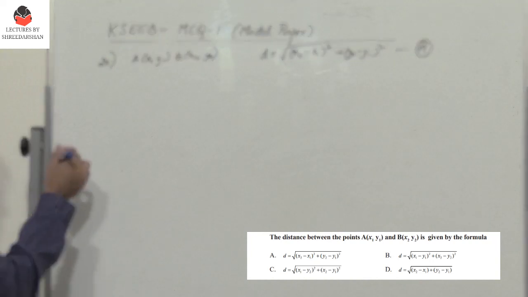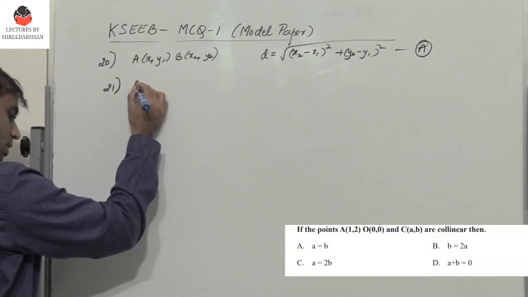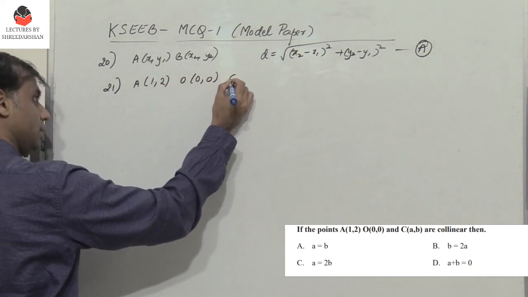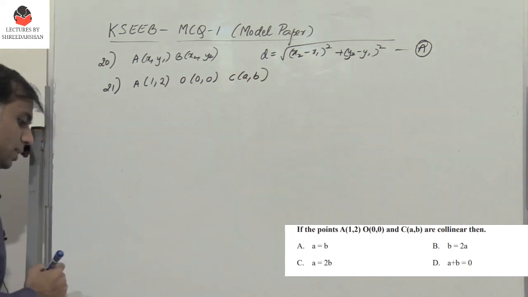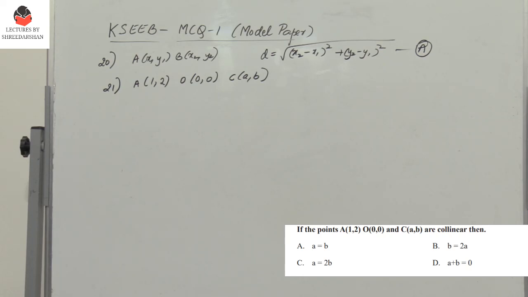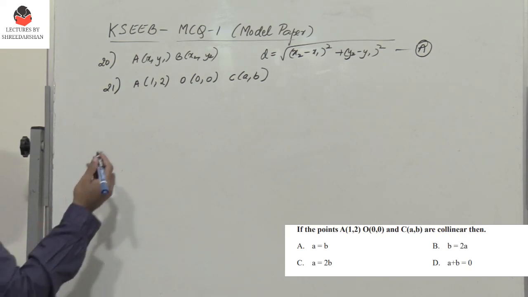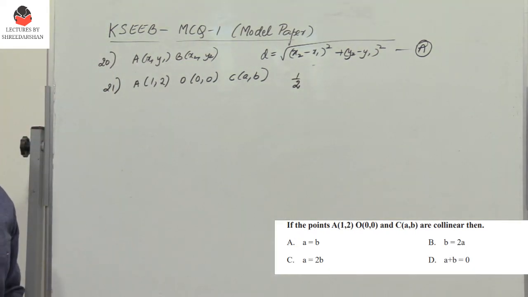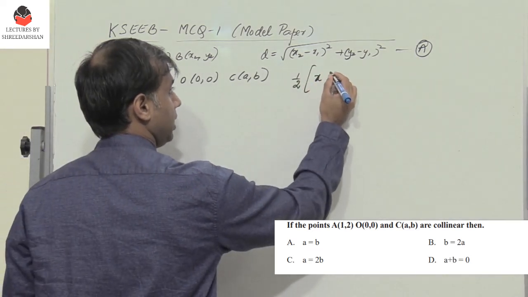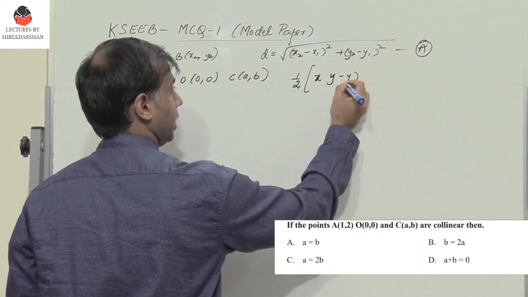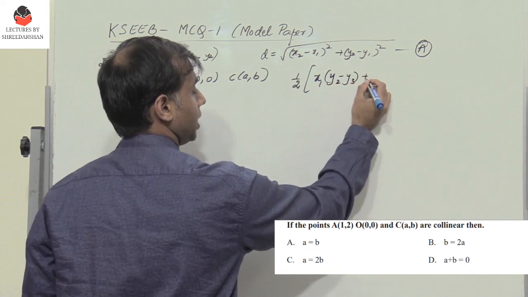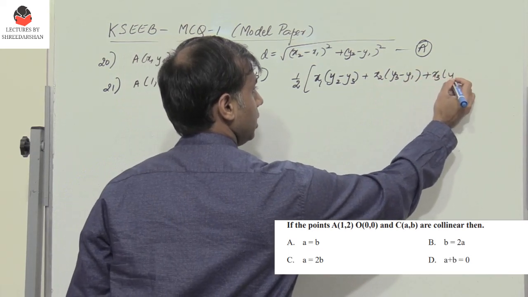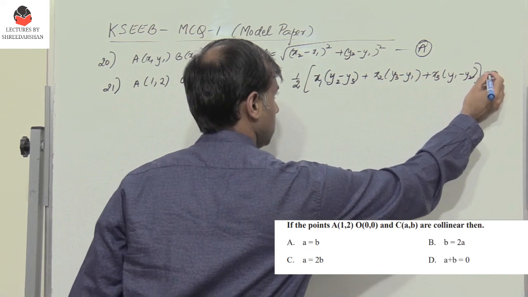Next, 21st one. If the points A (1, 2), O (0, 0) and C (a, b) are collinear, then how are a and b related? If 3 points are collinear, which expression is equal to 0? I have half into x1 (y2 minus y3) plus x2 (y3 minus y1) plus x3 (y1 minus y2). This should be equal to 0, right?